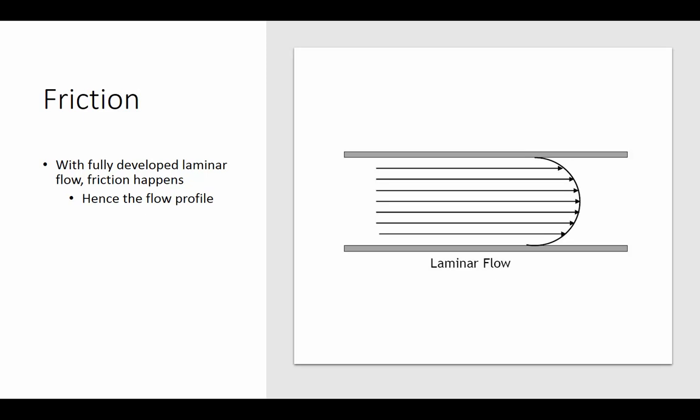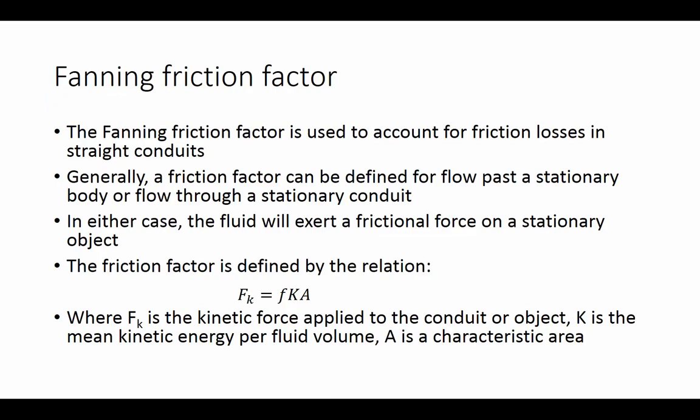Okay, so let's go back to just thinking about flow of a fluid in a conduit. So when we're talking about fully developed laminar flow, friction happens. That's why we see the parabolic flow profile, because we have friction terms and resistance at the walls of the tube or the blood vessel or whatever it is. So we need to consider that.